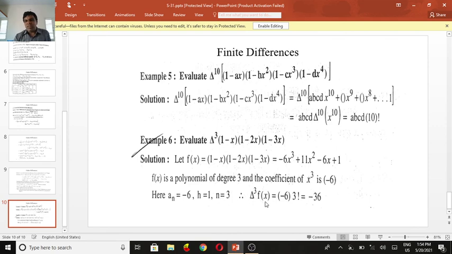So del cube f of x is a naught, n factorial, h power n. Here n is 3, and the constant is minus 6, with 3 factorial. So minus 6 into 3 factorial, and 3 factorial is 6. Minus 6 into 6 gives minus 36. This is the value we get.